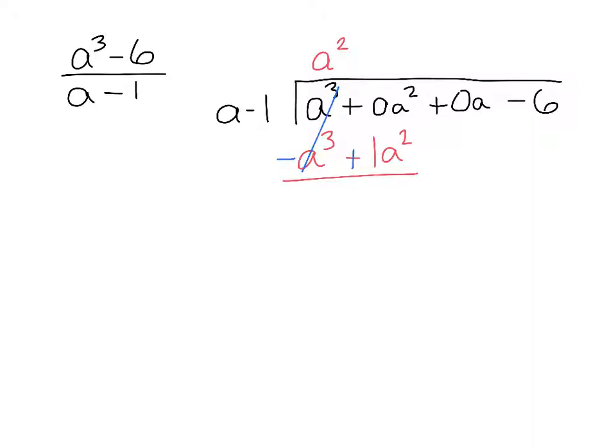A cubes are going to cancel. And I have a 0a squared with a positive 1a squared. That's just a 1a squared. I'm going to write just a squared. Bring the next one down.